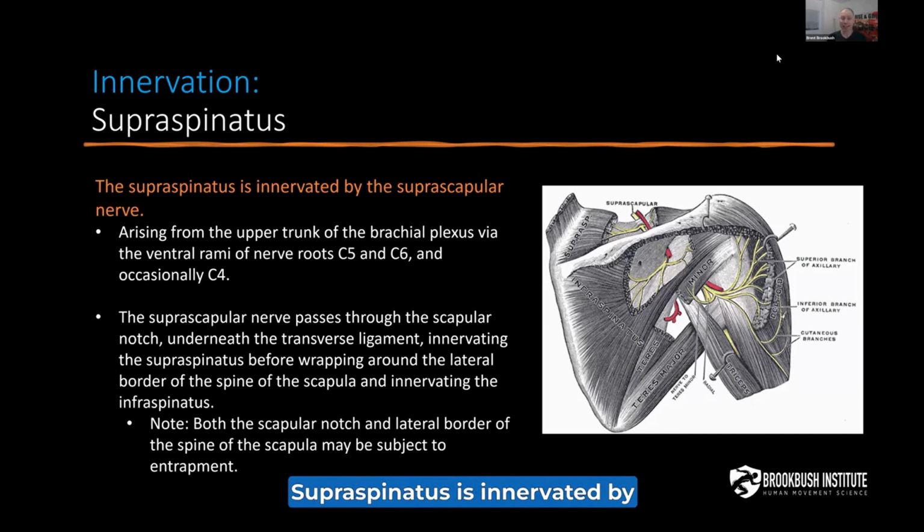The supraspinatus is innervated by the suprascapular nerve. Now, the suprascapular nerve arises from the upper trunk of the brachial plexus via the ventral rami of nerve roots C5 and C6, and occasionally C4.